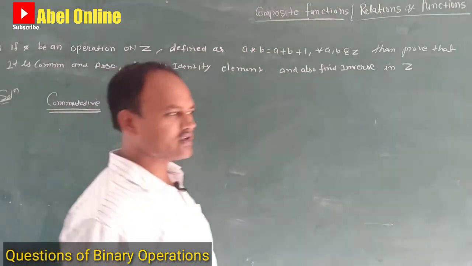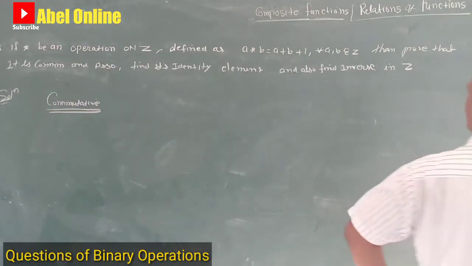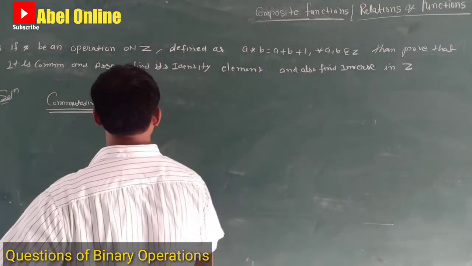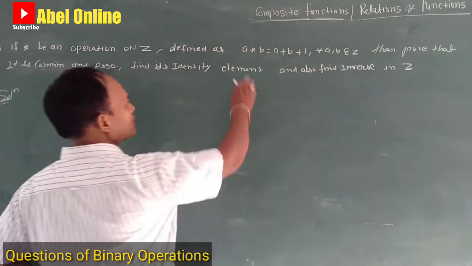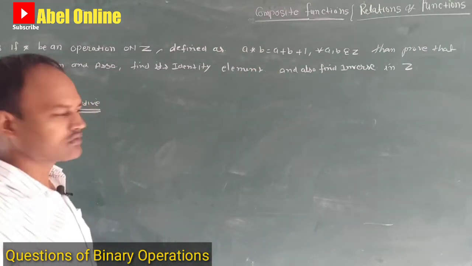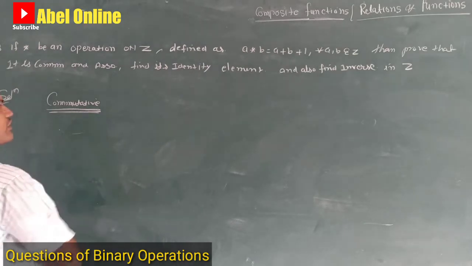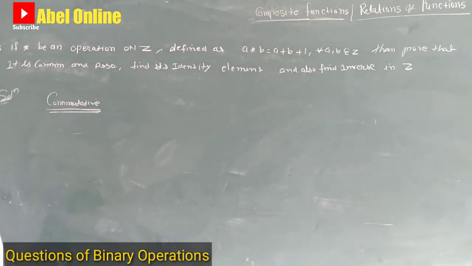When we are saying Z, it means positive, negative, 0, all the values are in Z. And when we are saying A star B, it means A plus B plus 1, this is the operation. A star B equal A plus B plus 1. Okay, and we have to prove whether this is commutative or not.